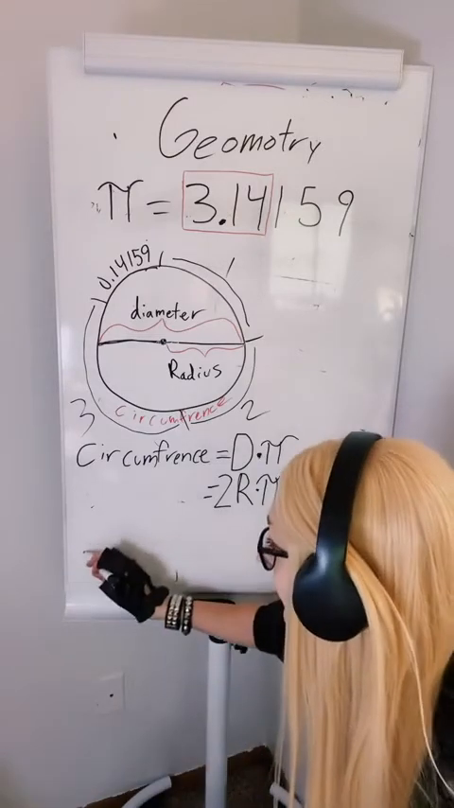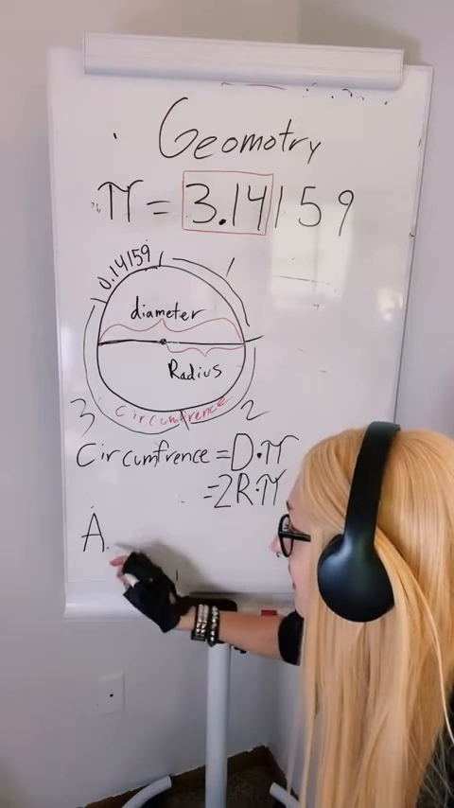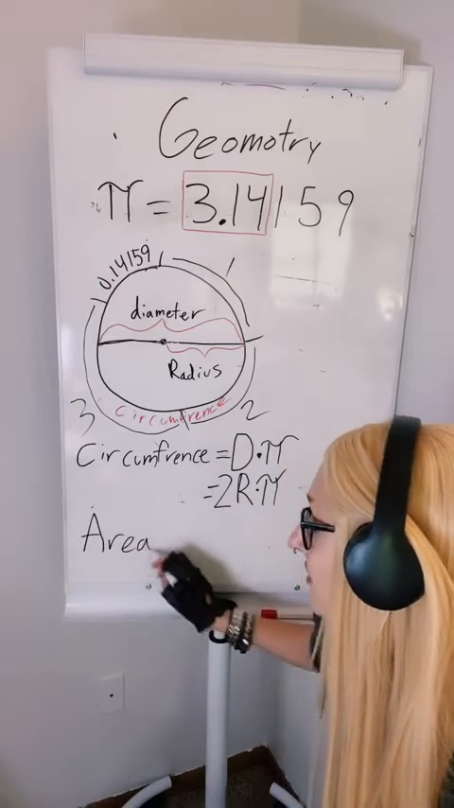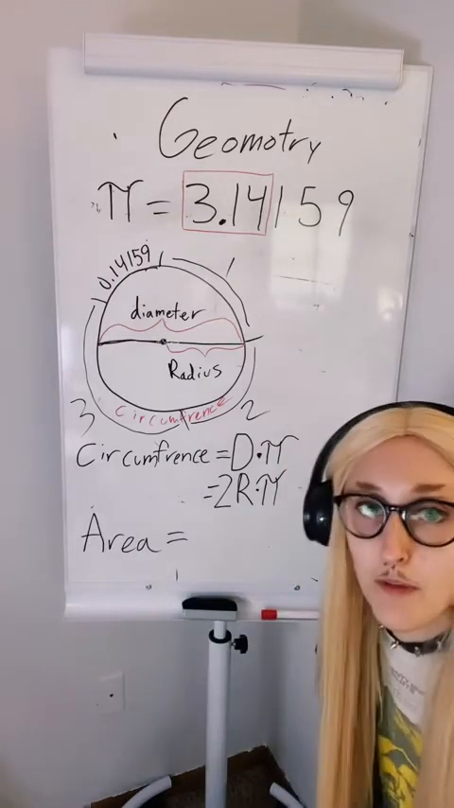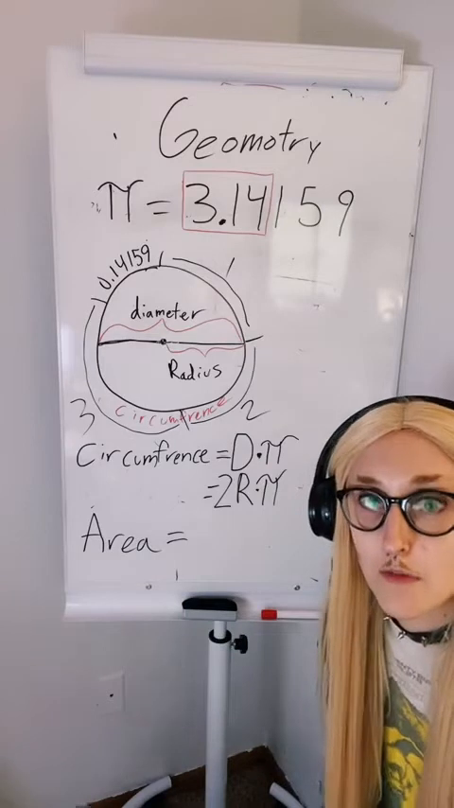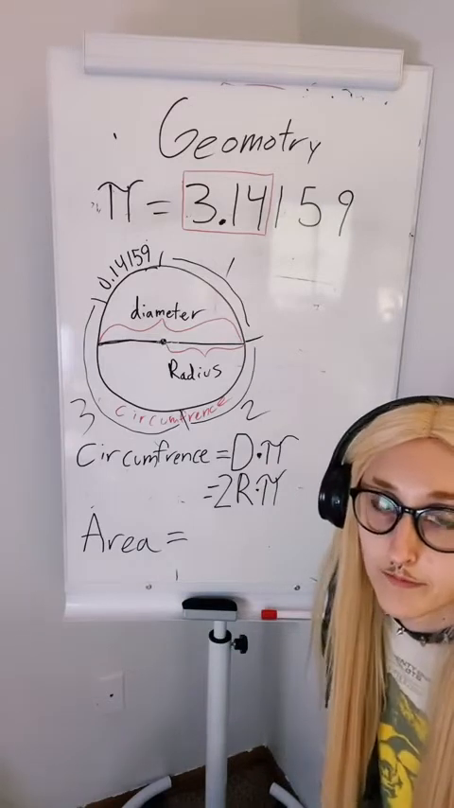All right. So now my area equation. And remember, circumference is just a fancy word for perimeter for a circle, because the circle had to be extra, right?